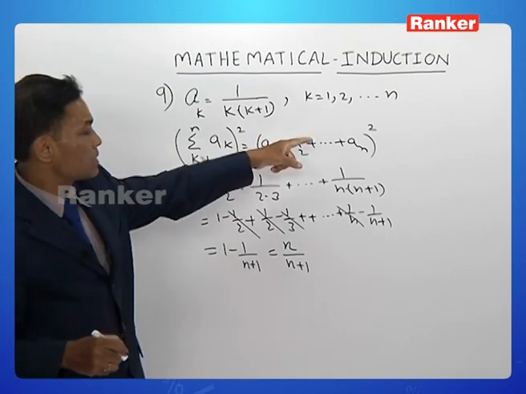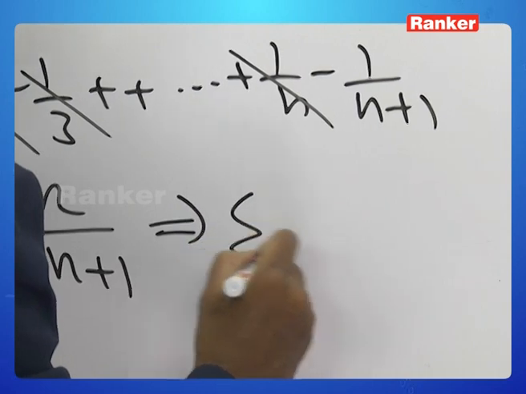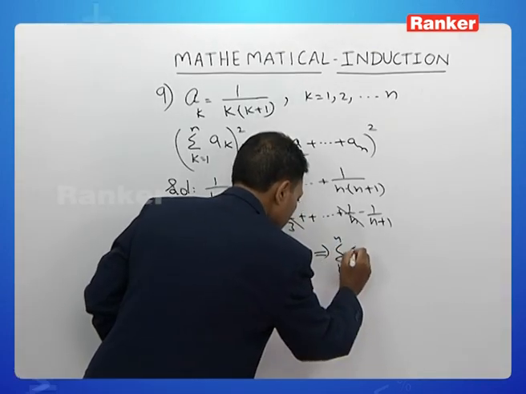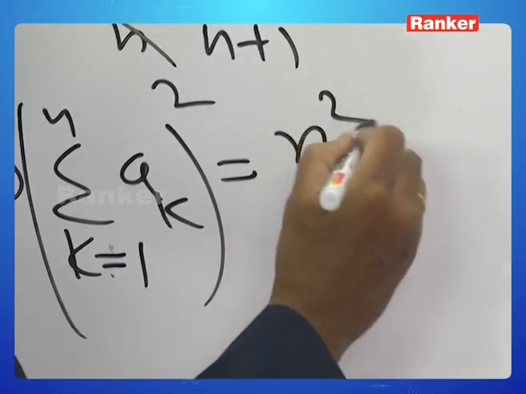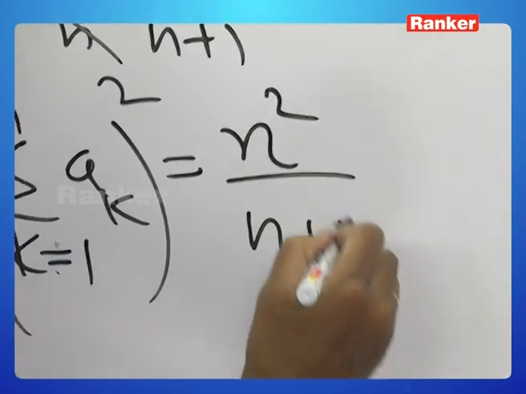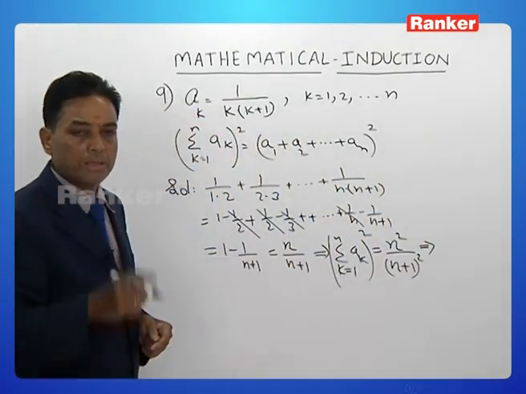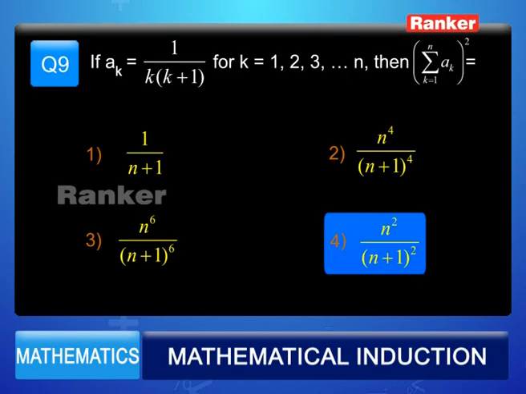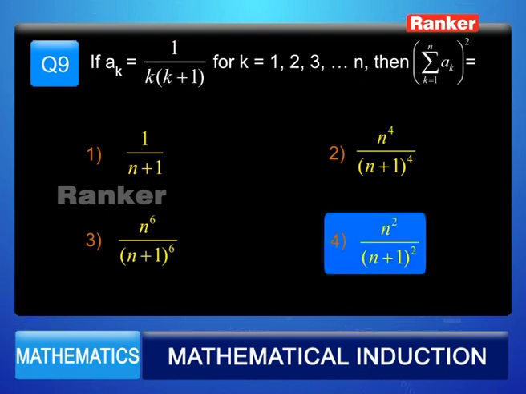But they are asking for the whole square. So what is your answer now? Sigma k equal to 1 to n of a k square is equal to n square by n plus 1 the whole square. Tell me what is the right option now? Yes, fourth option. Fourth option is given as n square by n plus 1 whole square. So the right option is the fourth option.